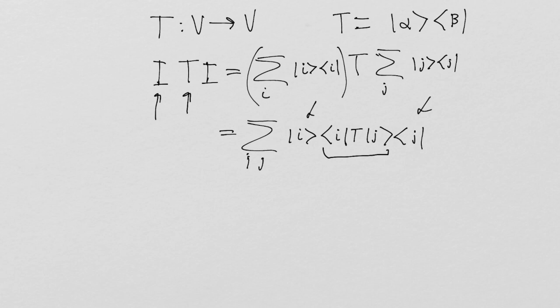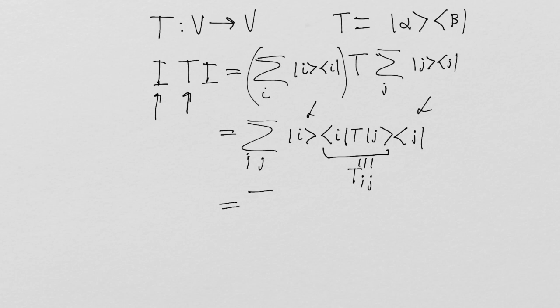The guy in the center, though, remember, I, T, J. Well, T acting on J is just another ket, and a bra acting on a ket is a complex number. So this whole thing is a complex number, right? It's really important to be able to see where these complex numbers are. That's the only way this makes any sense. So that's some complex number, which I'm going to call Tij. And that's going to be the same thing. I'm defining it that way. This is a definition. It's a simple complex number, so I just give it a name, Tij.